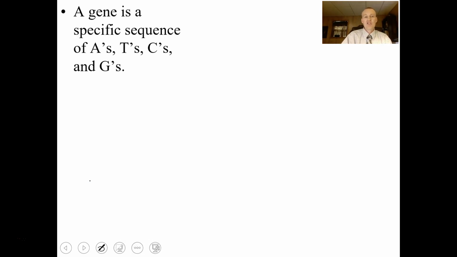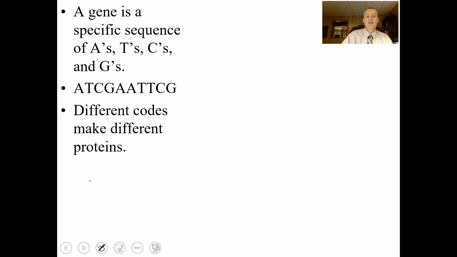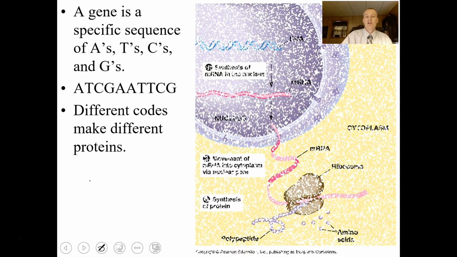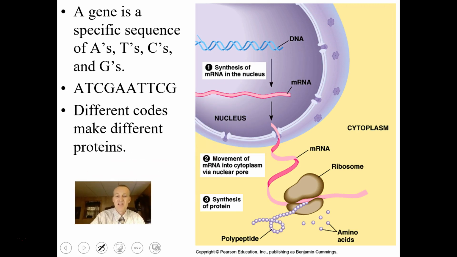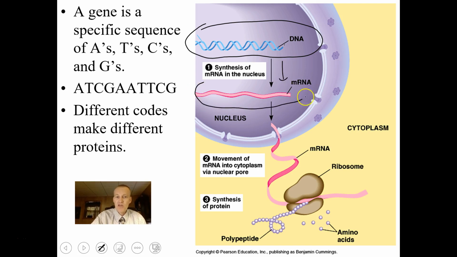Now, a gene is a specific sequence of the A's, T's, C's, and G's, the nitrogenous bases. So, for example, that would be a unique message, a coded instruction, that we use to make different RNA molecules, which then eventually make different proteins. So different codes make different proteins. So you have a library of information inside of your cells locked in the DNA molecule. DNA is a template that we use to make an RNA molecule.